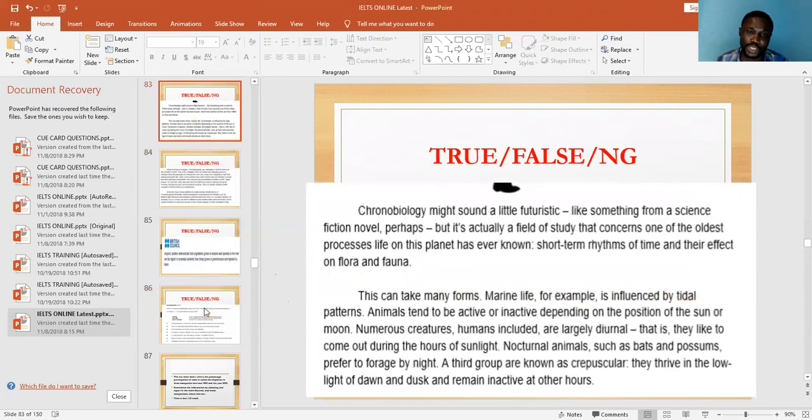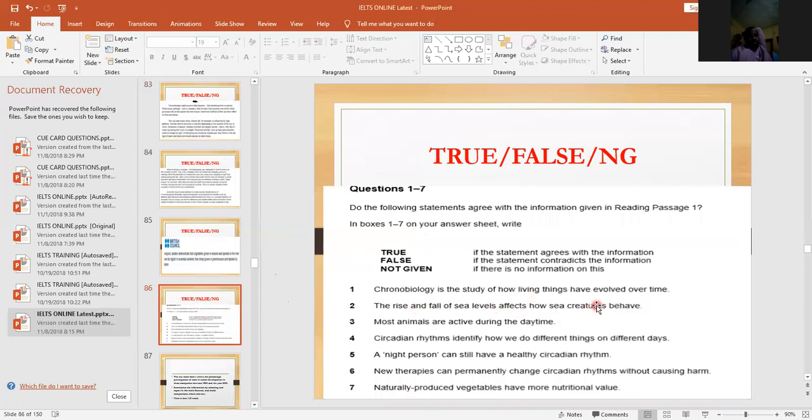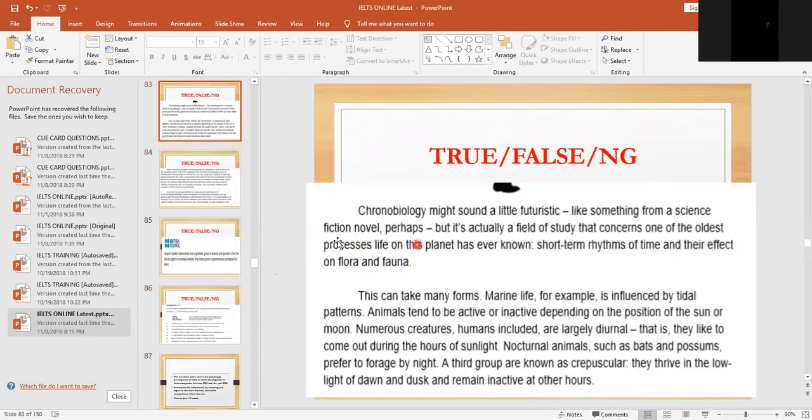Okay, so I will unmute now so that you can give your comment. So that statement is actually true. The rise and fall of sea level affects how creatures live. It said, marine life, for example, is influenced by tidal patterns. That's the way it is exactly. Marine life, sea creature, tidal pattern, rise and fall of sea. So that's it.